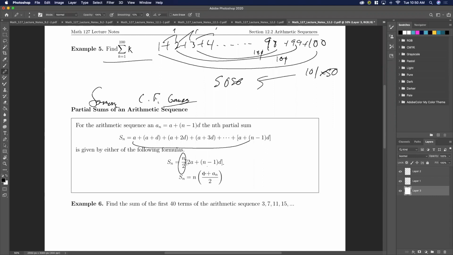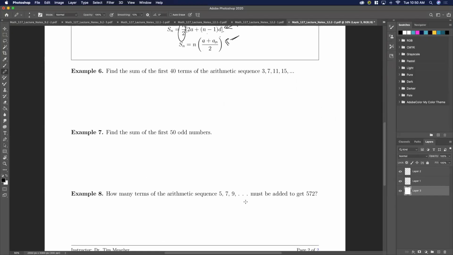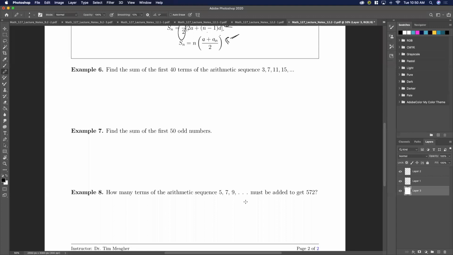Or I take the first one and the last one, divide by 2 and multiply by n. These are legitimately the same. The only difference is that in one form they pulled in the 2 and calculated. If I know a and d, this form is easy to use. If I know the first and last terms, the other is easier to use. So let's do a couple of these and call it good for the day.